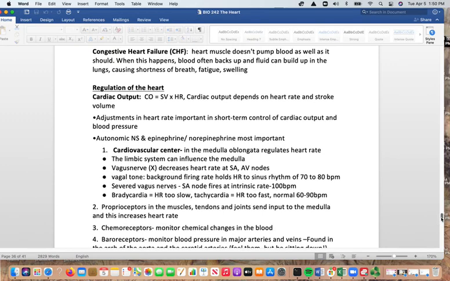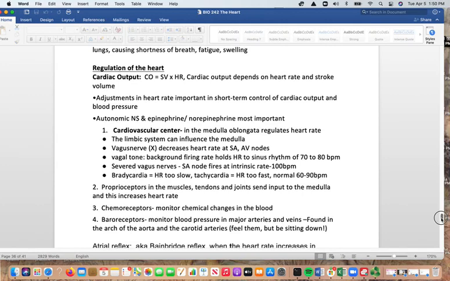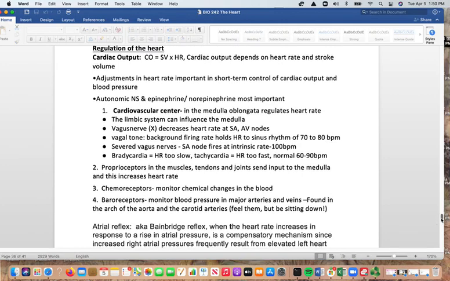So regulating the heart, we're looking at that cardiac output. It's going to depend on the heart rate and stroke volume. Adjusting the heart rate is an important way of controlling the cardiac output in the short term and blood pressure. Your autonomic nervous system and then the production of epinephrine and norepinephrine are going to be the most important here. What's going to control this is your cardiovascular center that's located in the medulla oblongata.